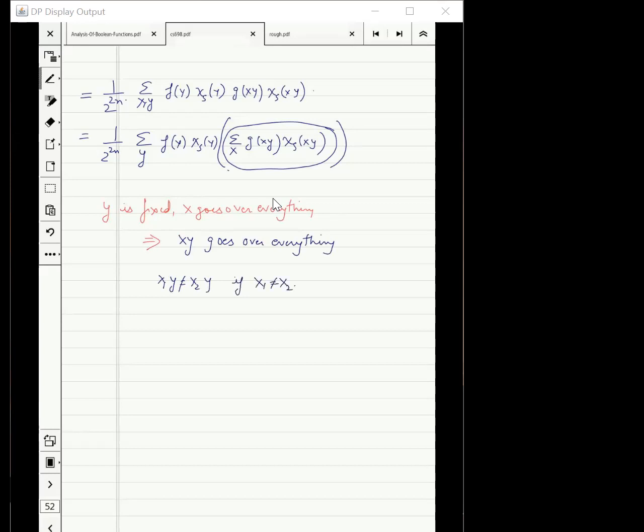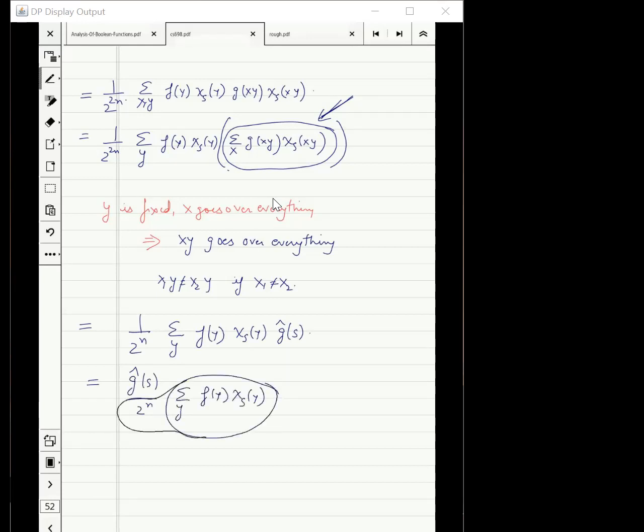But anyway, so now we know this, then what is this quantity? g hat of s, multiplied by 2 to the power n. Yes. So then one power of 2 will be removed, and I will get g hat of s. Fine. Now I can take g hat of s to be outside. And what is this quantity now? Come on, quickly. F hat of s, it is, right? So we get g hat of s multiplied by f hat of s.